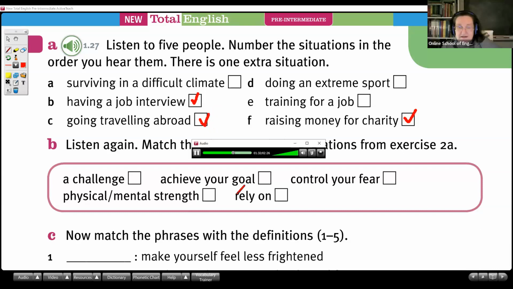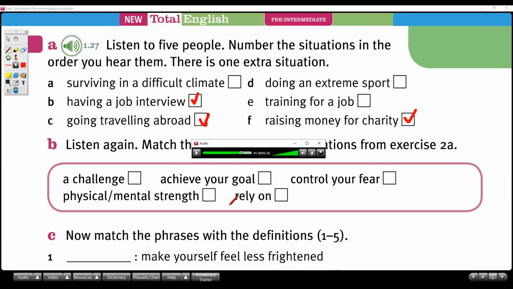Good. Next one. 4. When you go on a long trek somewhere, like the Arctic where it's very cold, or across a desert where it's very hot, it's obviously hard to survive. You know, you need a lot of physical strength. You also need a lot of mental strength.